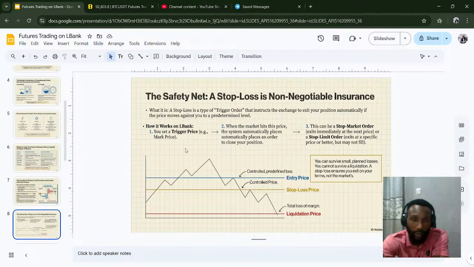So you already explained what the stop loss is. How it works on LBank: you set a trigger price, e.g., a mark price. When the market hits this price, the system automatically places an order to close your position. This can be a stop market order, which exits immediately at the next price, or a stop limit order, which exits at a specific price.